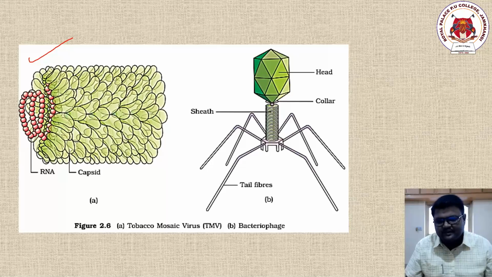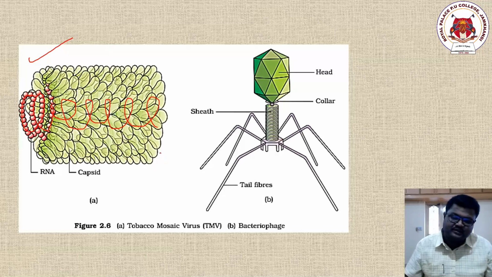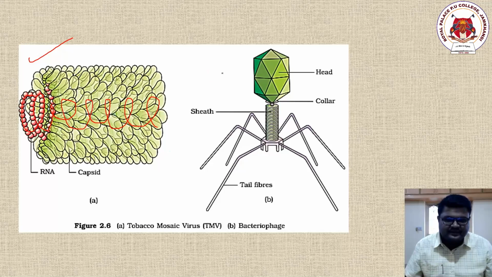The TMV contains RNA, and the external portion is the genetic material inside of the body. These external structures are called the protein structures, and generally these protein structures have got a name in viruses, and that is capsid. Okay students, capsid.